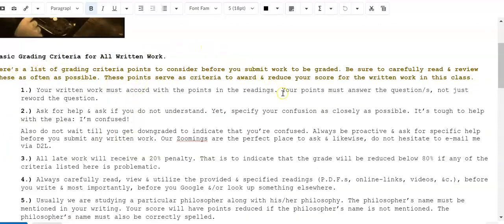Here's a list of grading criteria points to consider before you submit work to be graded. Be sure to carefully read and review these as often as possible. These points serve as criteria to award and reduce your score for the written work in this class. 1. Your written work must accord with the points in the readings. Your points must answer the questions, not just reword the question, okay?